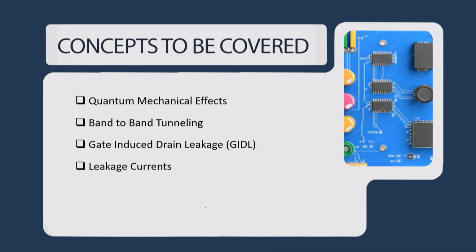So, in this lecture, we are going to discuss some second order effects which we ignored when we were discussing long channel devices. Out of which we will discuss here quantum mechanical effects, band-to-band tunneling, gate induced drain leakage or GIDL, and components of leakage current which are available in short channel devices.